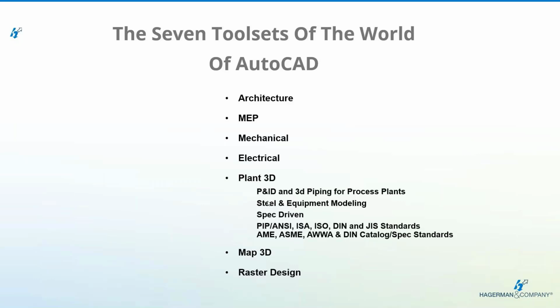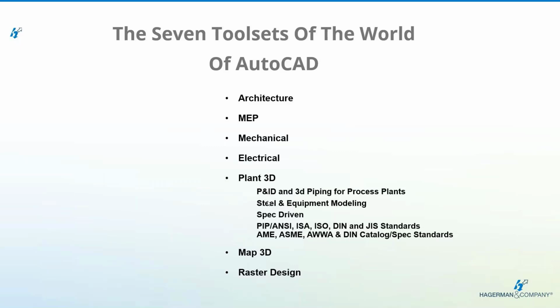Plant 3D, this is my wheelhouse. This is my industry that I came out of. So it does P&ID, 2D P&IDs, 3D piping for process plants. It does still do equipment modeling, but it's not fabrication type steel and equipment. If you want fabrication steel, you need to go to Advanced Steel. If you want fabrication equipment, you can do it in Mechanical, but if you want to keep it 3D like Plant 3D is, you would want to do it in Inventor. So it's more of a steel and equipment for like a general arrangement. But then it's got everything you need for your piping and process of the plants.